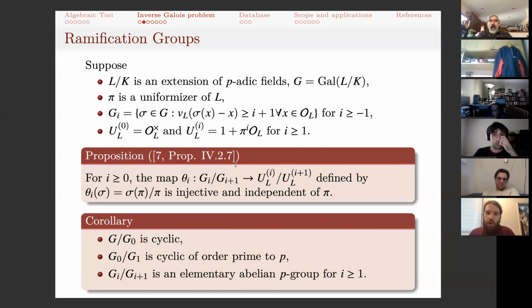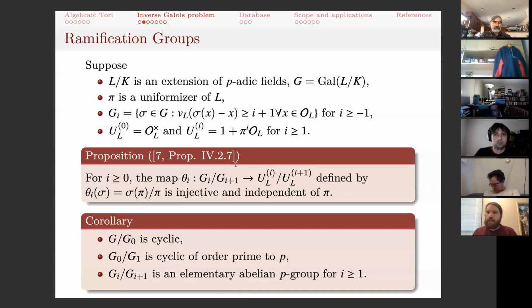So in particular, when i is bigger than 0, these U_i/U_{i+1} are p-groups because that quotient is isomorphic to the residue field. And so the first few pieces of the filtration we can analyze separately. G/G_0 is going to be cyclic, generated by Frobenius. G_0/G_1 is cyclic of order prime to p, mapping into the units in the residue field. And then G_i/G_{i+1} for i bigger than or equal to 1 is an elementary abelian p-group, and the dimension of that is bounded by the dimension of the residue field.